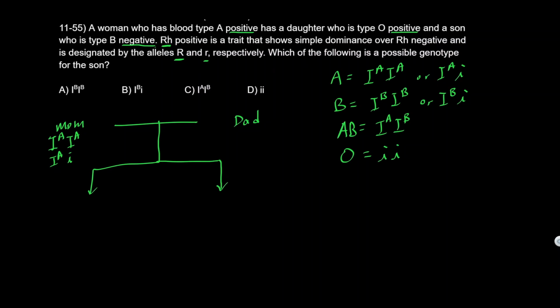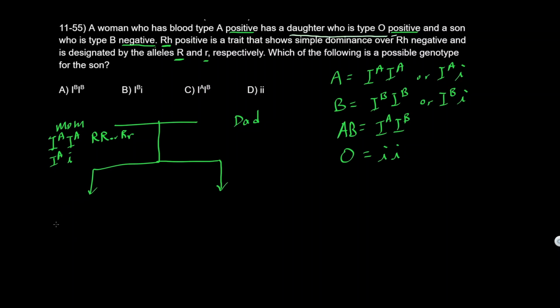Okay, since the mom is positive, we don't know whether it's going to be homozygous dominant like that or heterozygous. Okay, let's get some more hints from dad. I use different color for dad. Dad, shoot, we don't know. Okay, we have to get the dad from either both daughter and son. So daughter, nice. Daughter who is type O positive. So let's say this is daughter.